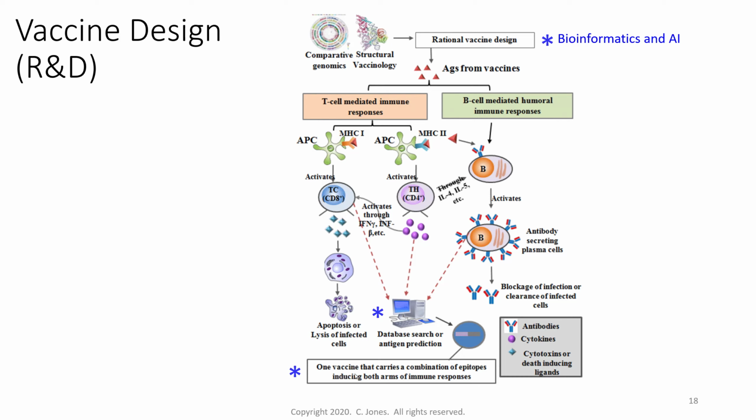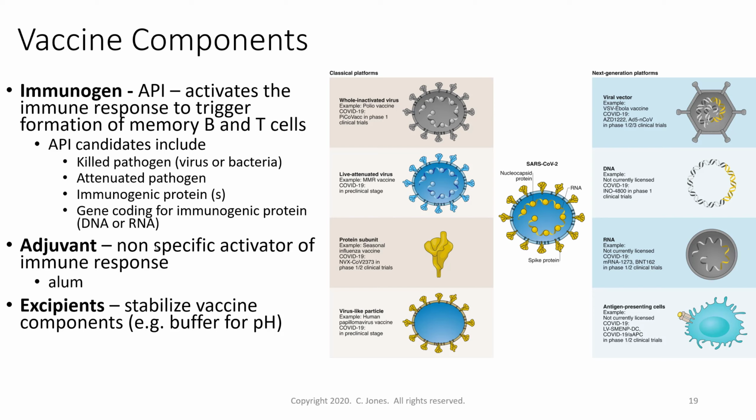But we don't want to overactivate your immune system. Otherwise, you get the same effects as if you had COVID. And then we have things called excipients, which stabilize the vaccine. These would be things like buffers that maintain the pH, right?